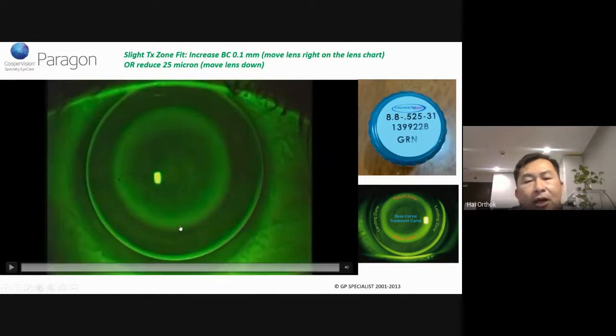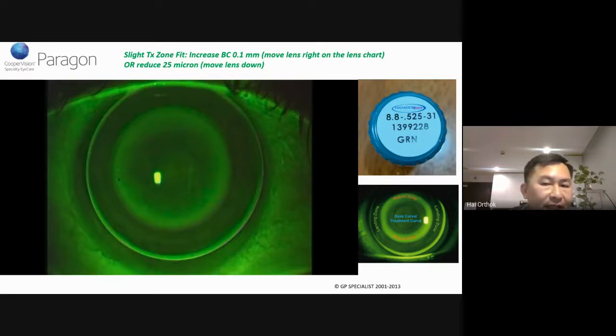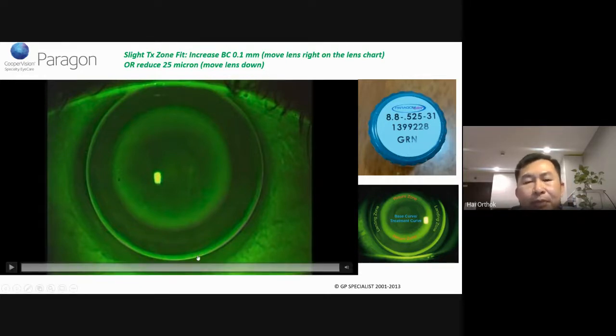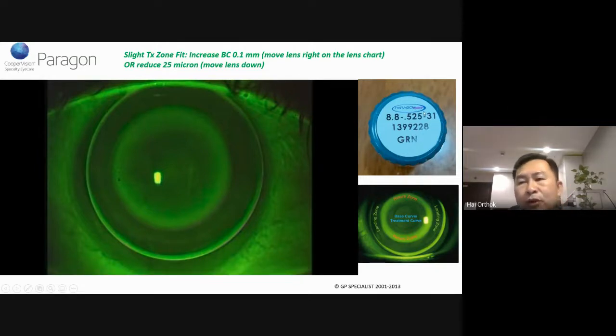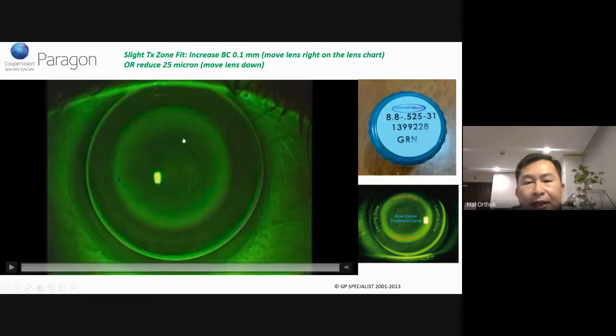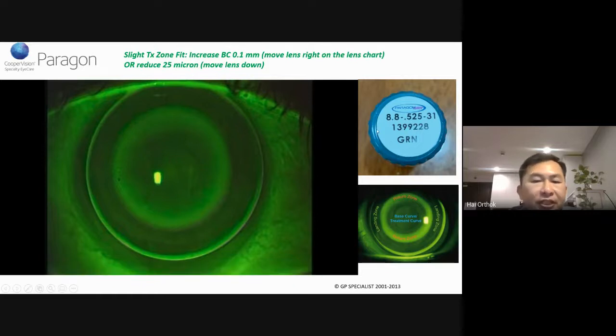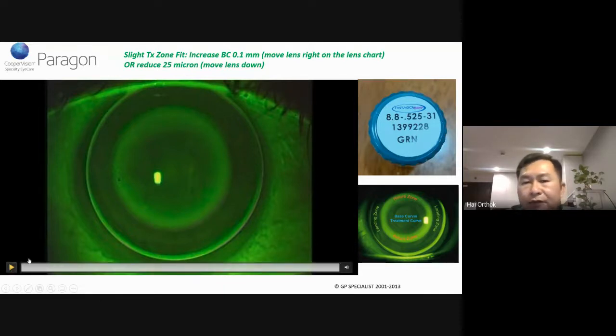Well, we might also be able to move the lens down if the lens shows a little bit of vaulting and also a little bit of steepness. So in this case, with IC lens, we can move the lens down half diopter. With Paragon CRT, moving the lens down half diopter means we reduce the reverse zone depth by 25 micrometers. But because the lens is well centered, the best thing to do in this case is to increase the base curve by half diopter for the CRT lens or even for the IC lens.